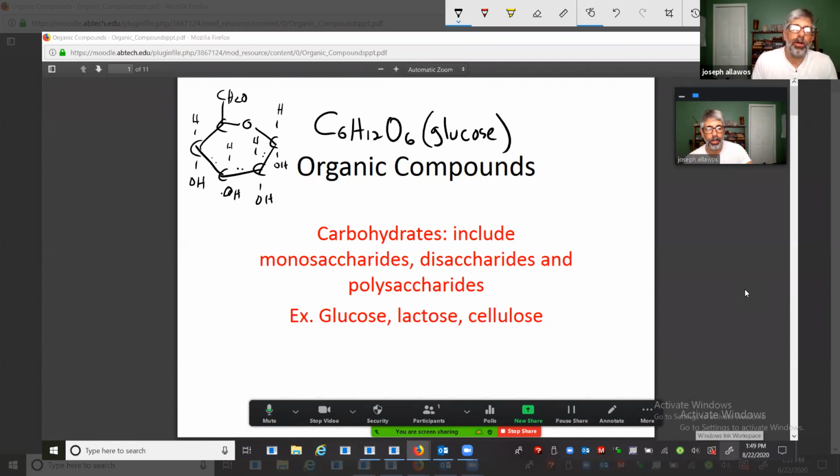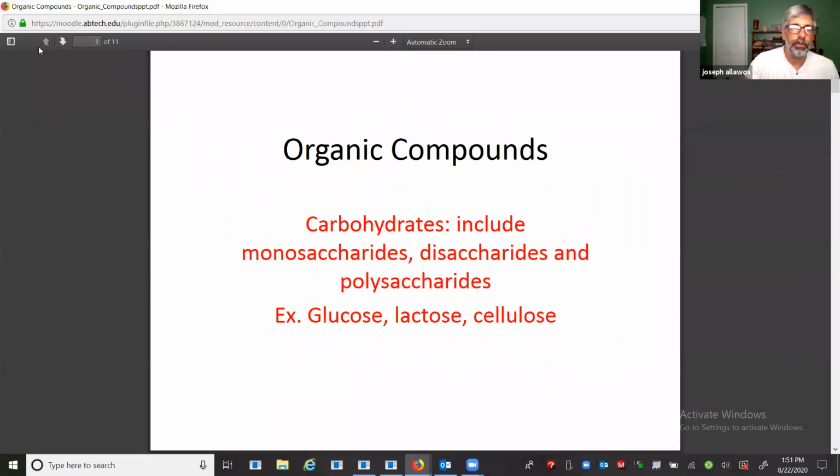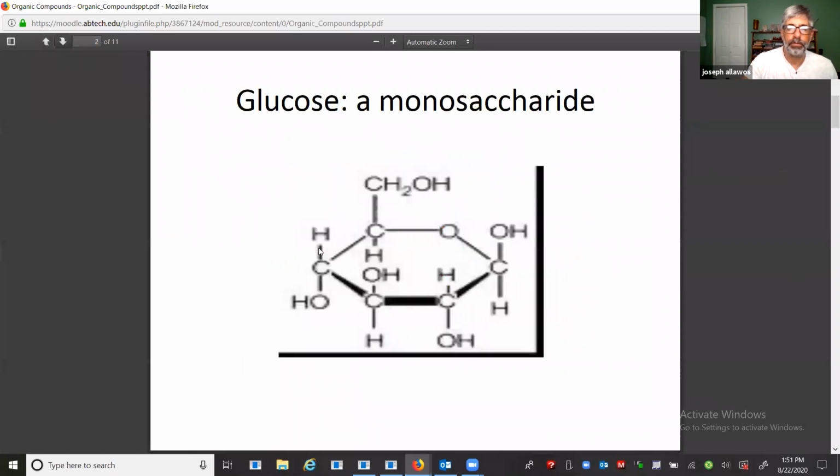So monosaccharide means one sugar, and a good example of that is glucose, right? It's a single molecule that makes up the sugar. But what you can do is you can stick these glucose rings together, and we're going to see that in just a second. So, glucose is a molecule that you need to be familiar with. We're going to be talking about it a lot. And if we move on to the next slide, we can see here's a drawing of glucose. That's a little bit better.